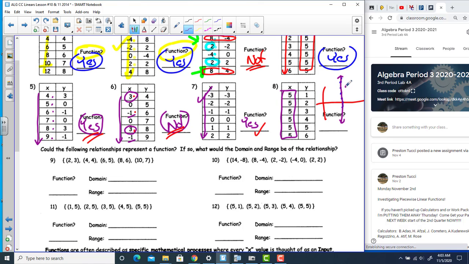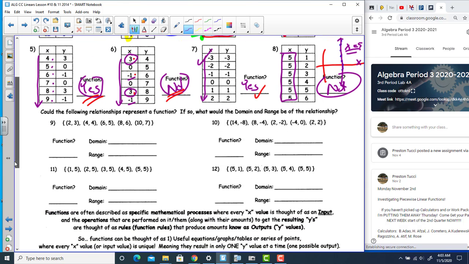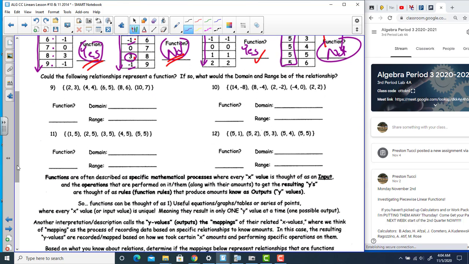This is an x equals equation. This is x equals 5. There's an infinite number of predictions 5 units of time from now. And we sometimes say that x equals equations go straight through the x-axis to help you remember. Not a function. Cool. It's even easier down below with number 9.